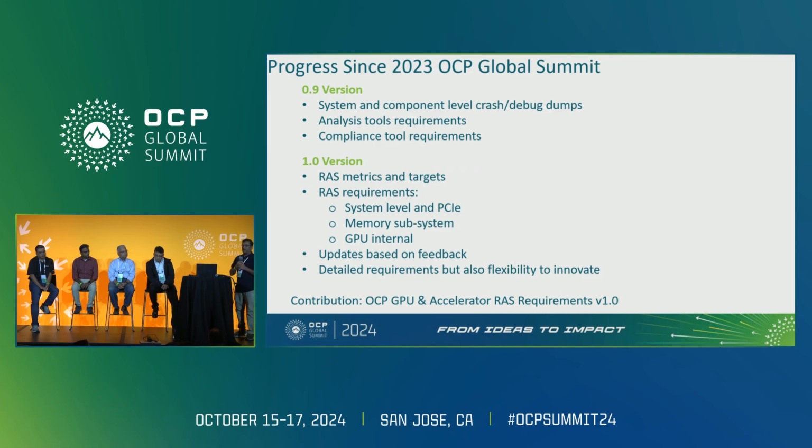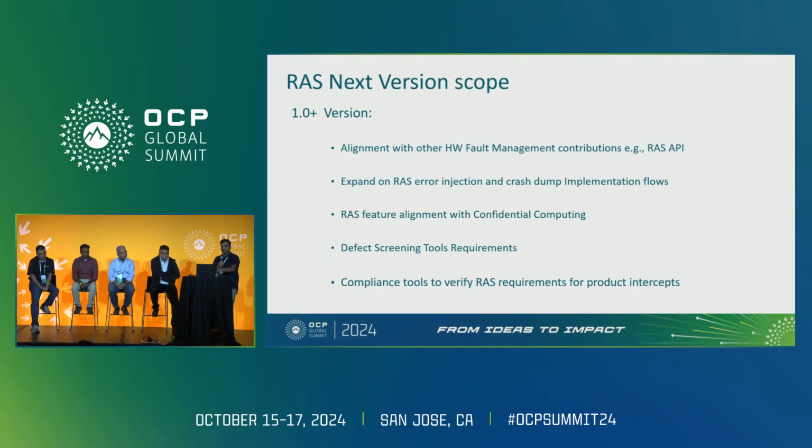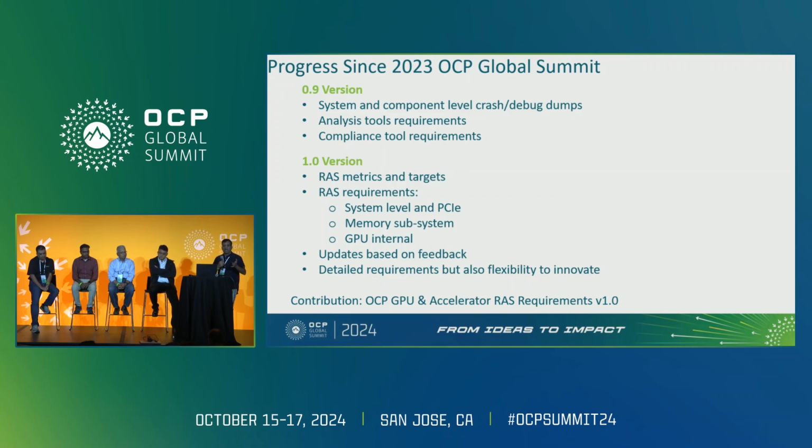If you see from the last global summit, we contributed 2 versions of the spec, the 0.9 version mostly focused on the critical issue RCA SLAs. At this scale, with the complexity of the issues, how do we debug these issues at scale faster? The focus was on how do we collect system level and component level crash dumps, and what are the standardized requirements for collecting the crash dumps? How do we analyze that? Collection is just half of the work, and how do we analyze and do the repair actions?